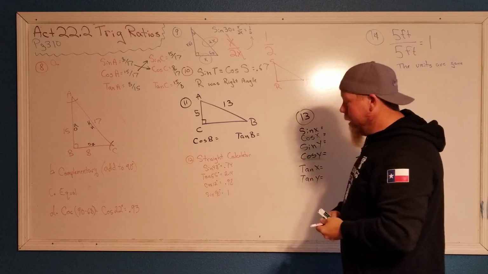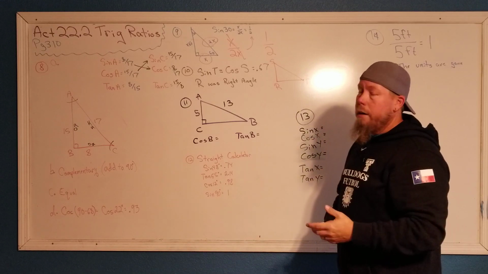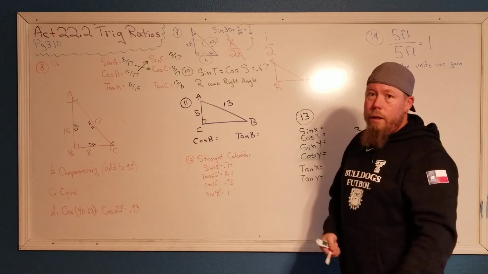Okay. Number 11. Number 11 is another Pythagorean triple. These are not going to go away. I talked about that in the video last week.